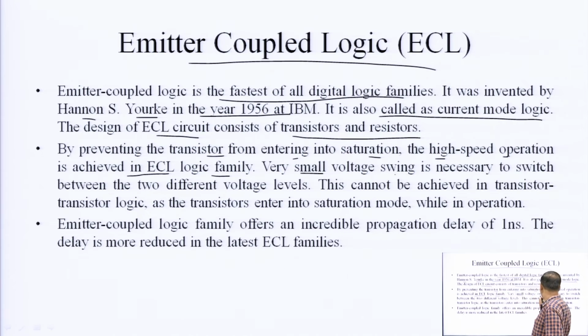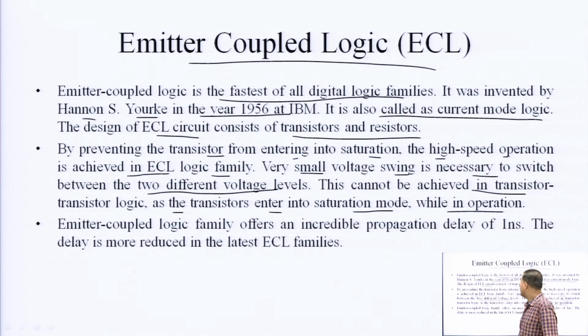Very small voltage swing is necessary to switch between the two different voltage levels. This cannot be achieved in transistor logic, as the transistors are in saturation mode while in operation. So, the voltage swing for switching between two voltage levels should be very small, but in TTL logic it is not achievable. It is achievable only in ECL, and that is why ECL is the fastest one.